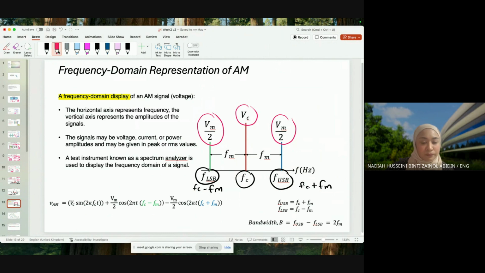Draw. Okay, so we have VC voltage as my peak voltage for the frequency, and then this is FC. So this voltage peak belongs to frequency FC. So this is what I'm drawing, VC, FC. FC is the frequency. VC is the voltage peak for the frequency.